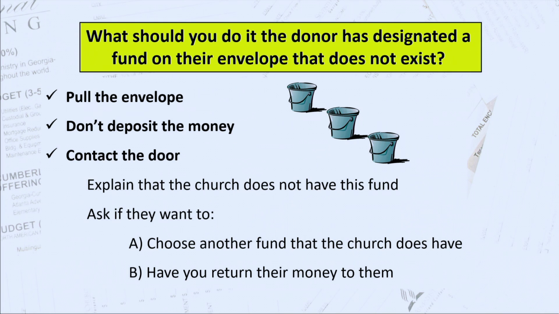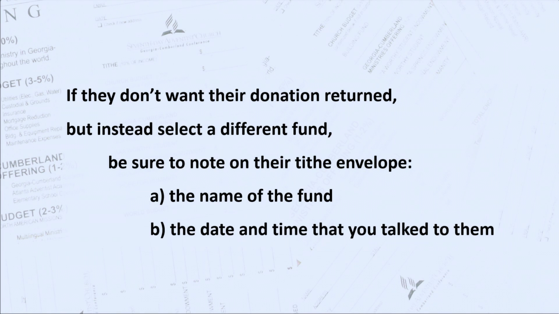This is what you should do. Pull the envelope out of the stack of envelopes. Don't deposit the money. Contact the donor. Explain that the church does not have this fund. Ask if they want to choose another fund that the church does have, or do they want you to return their money to them? And then, if they select a different fund, write it on their tithe envelope, along with the time and the day that you spoke with them.